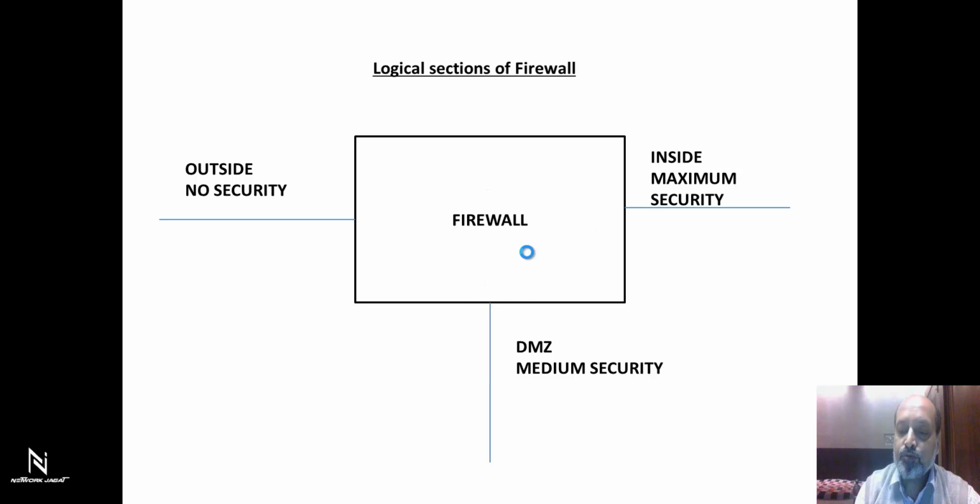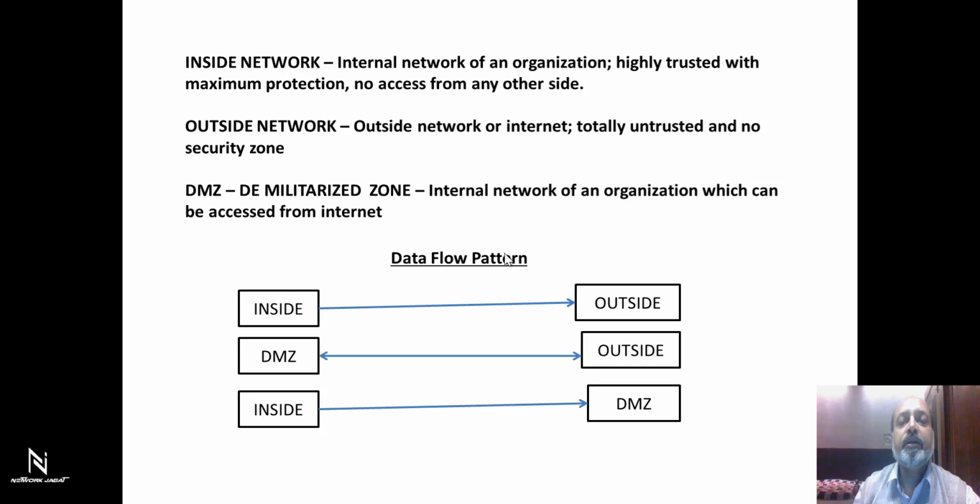So these are the three sections. Now let us move into the next slide. Here are some short definitions. The inside network is the internal network of an organization. This is highly trusted, with maximum protection and no access from any other side, right? No access from any other side. Very interesting point, I am coming to this very soon. Now the outside network, or the internet, is totally untrusted and is a no security zone.